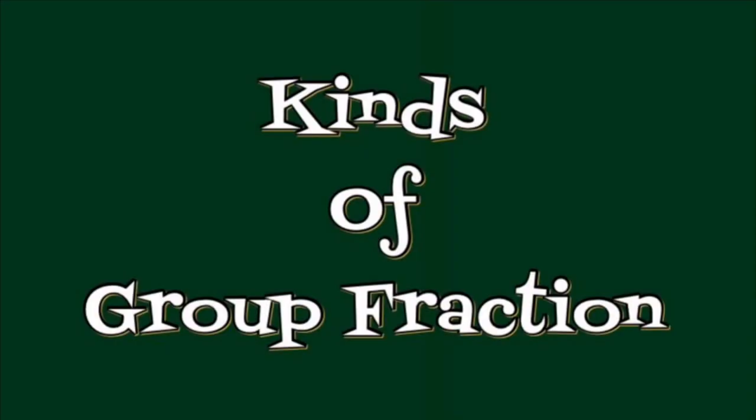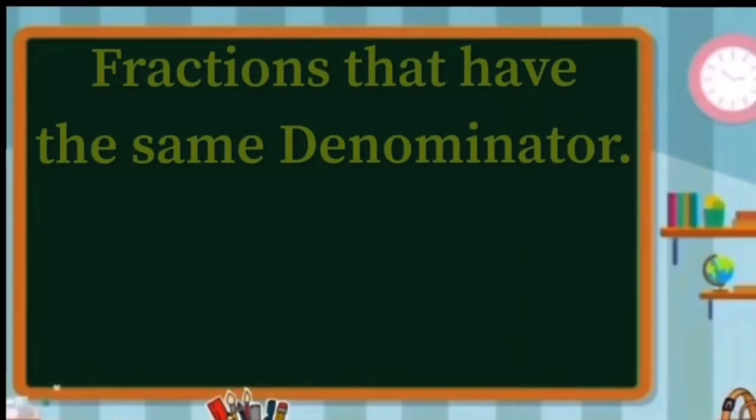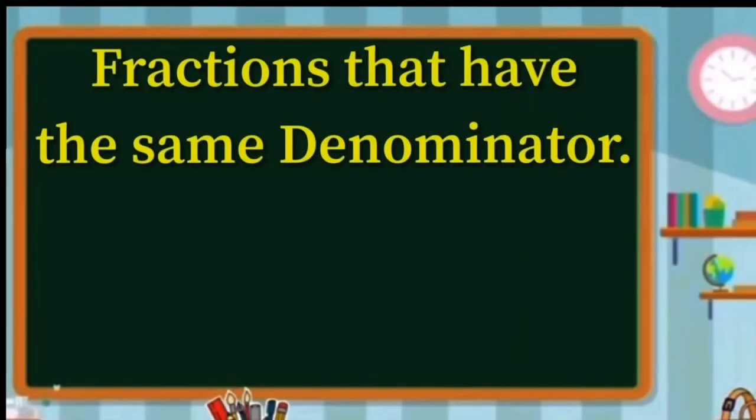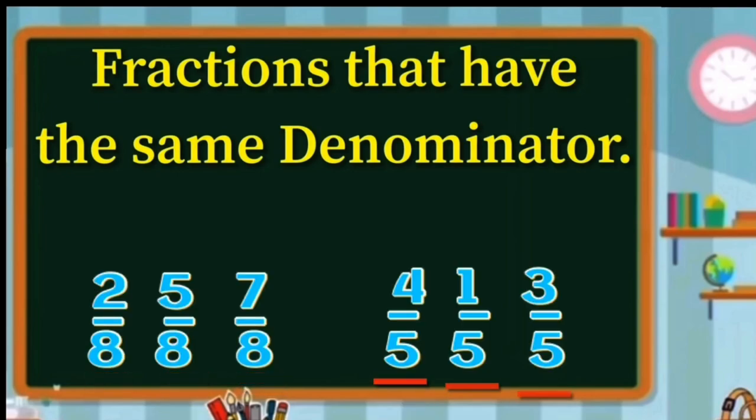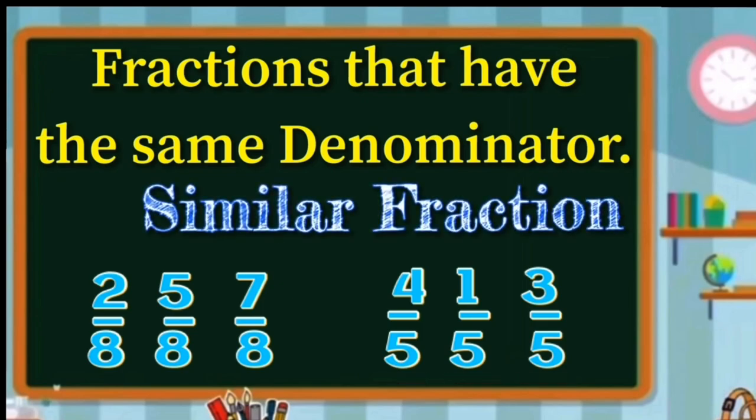There are also some kinds of fraction that are classified as a group. First is when the fractions have the same denominator. For example, we have 2 over 8, 5 over 8, and 7 over 8. Or we have 4 over 5, 1 over 5, or 3 over 5. We call it similar fractions. Fractions with the same denominator.